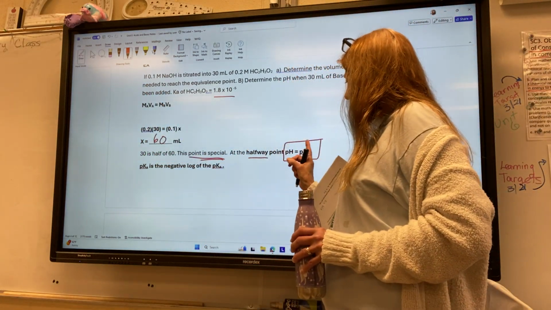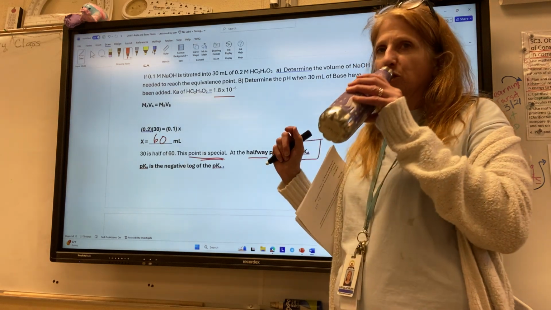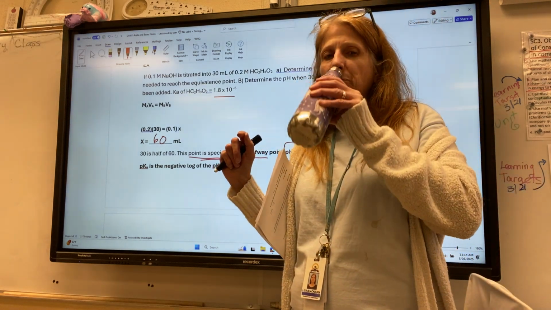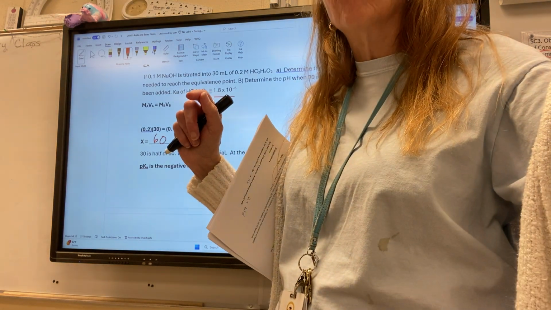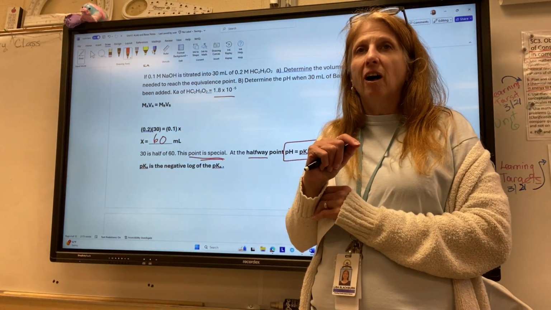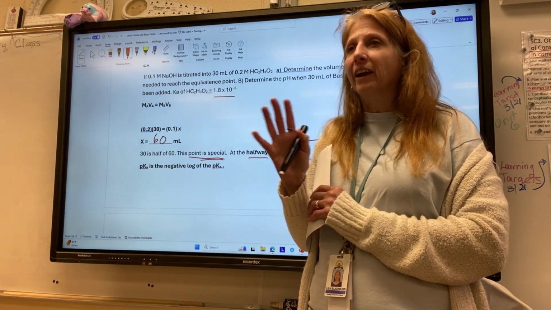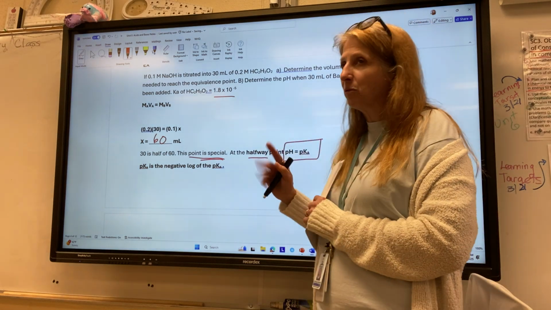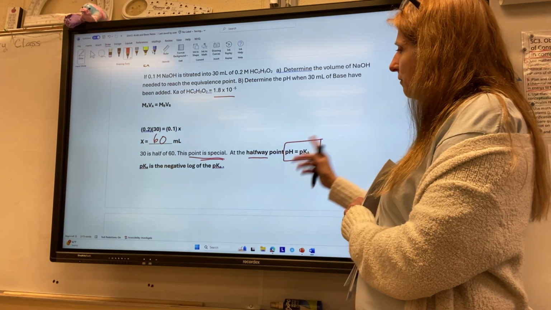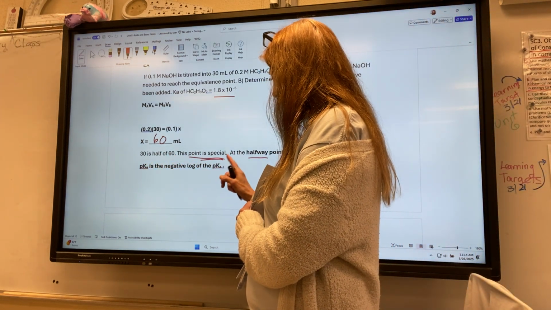pKa means if you take the negative log of Ka, you can get pH. In math, P means, and I have no idea why, take the negative log. Who came up with that? P means take a negative log. Okay, but that's what it does. So pKa is the negative log of the Ka.